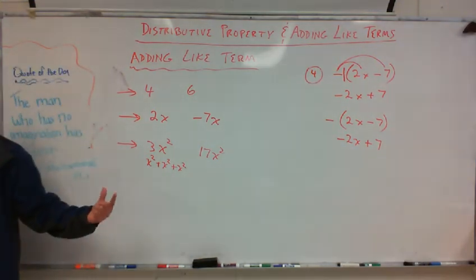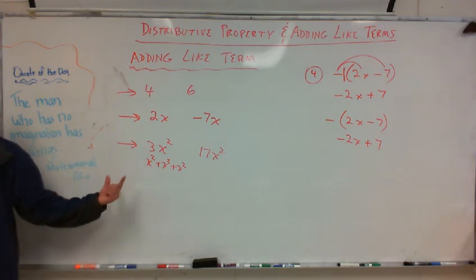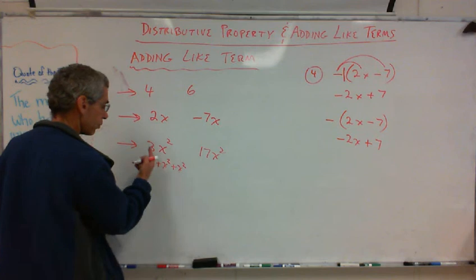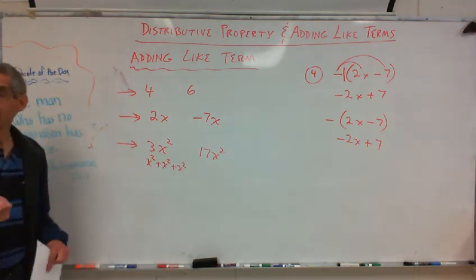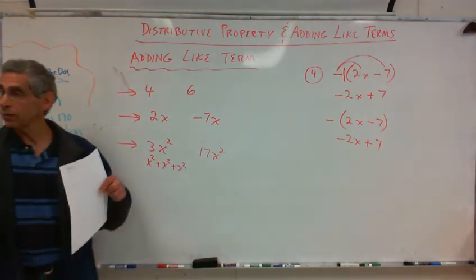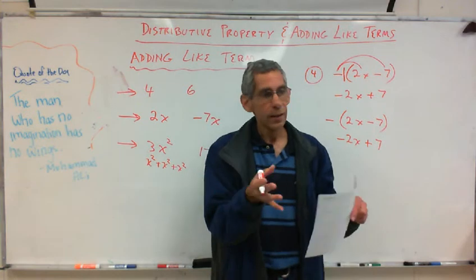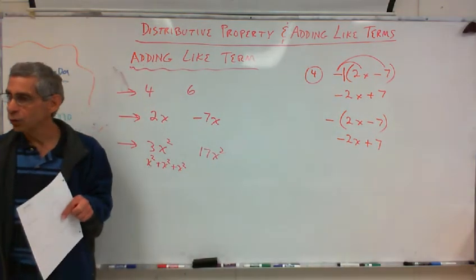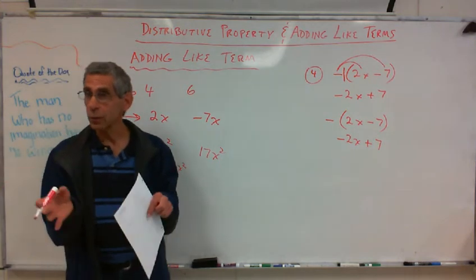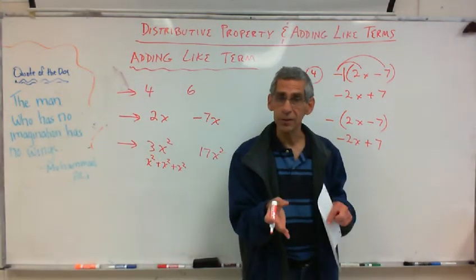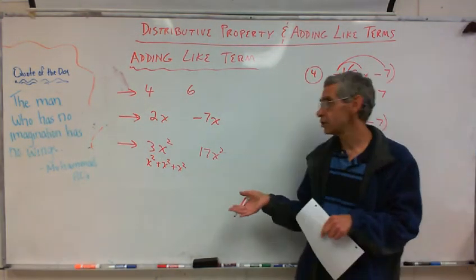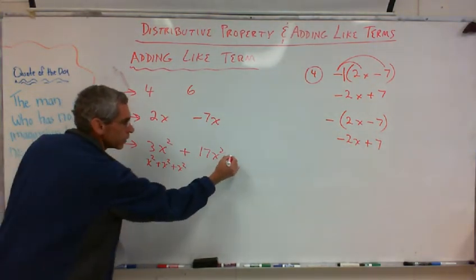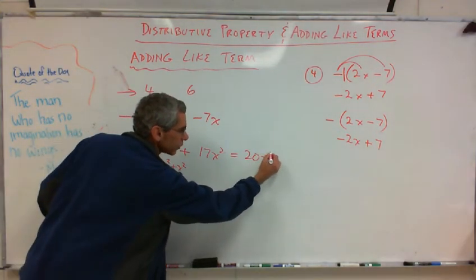So how many x squareds do I have in total if I were adding them together? 20, right? So 13 plus 7 is 20. I have 20 x squareds, right? x squared plus x squared plus x squared plus x squared plus... But algebra is about shortcuts. It's way easier to write 20x squared than to write x squared plus x squared plus x squared plus x squared plus x squared plus x squared plus x squared. It'd be much easier to write just 20x squared. So if I were going to add these two together, it would equal 20x squared.